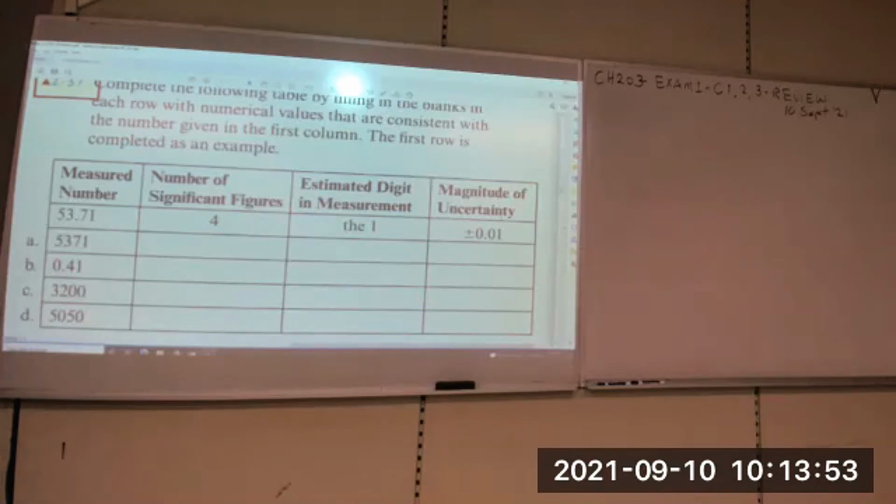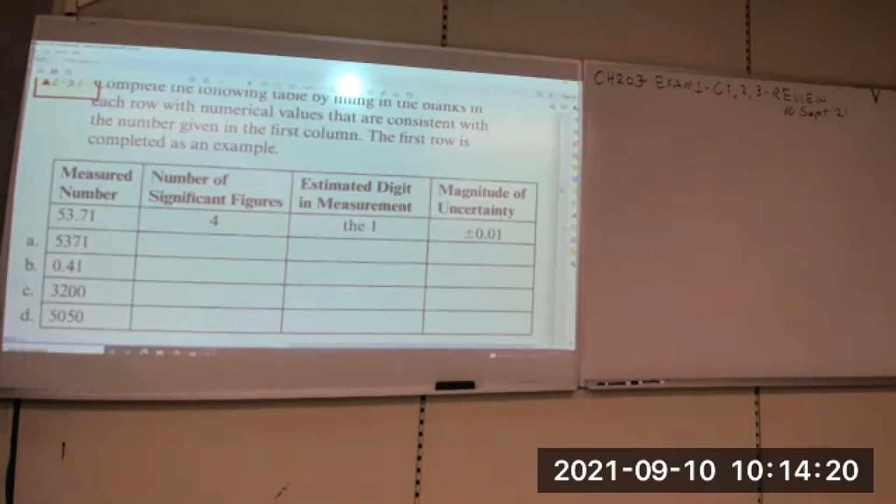Okay, I'm glad we stopped here. So for D, you go to the 5, but it would be plus or minus 10. Right. Now, what if I did this? Then you have plus or minus what? 1. Okay, right? Because now those zeros are significant.